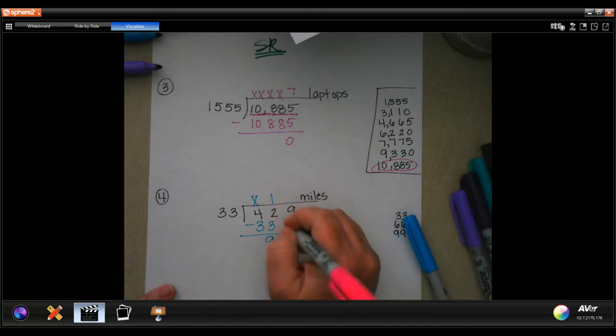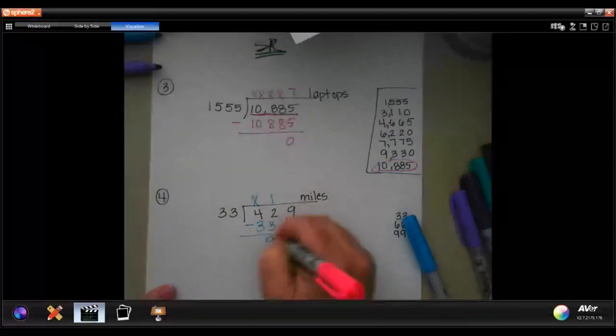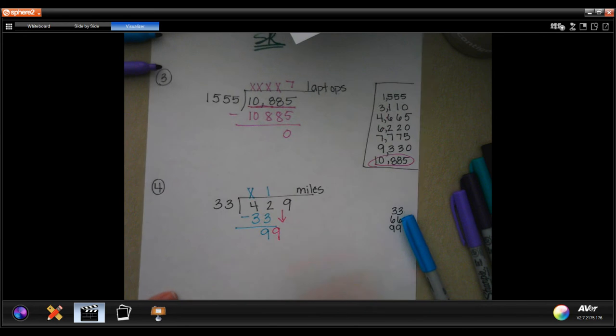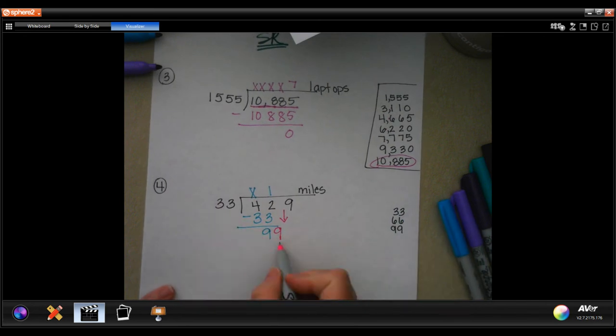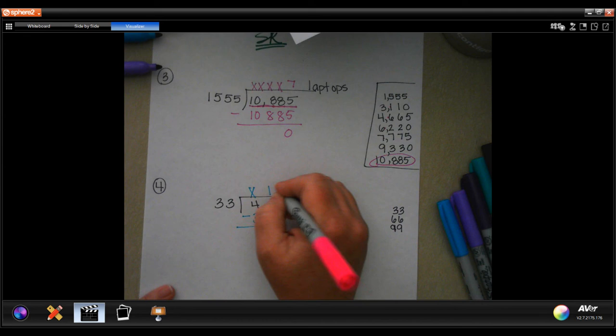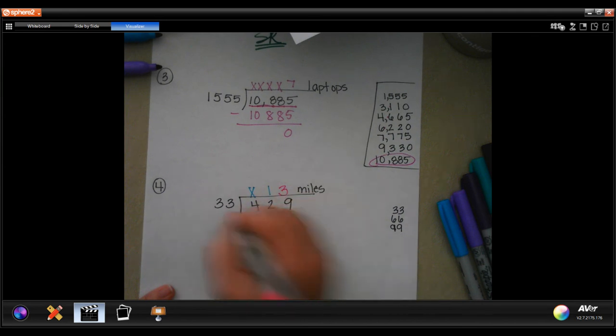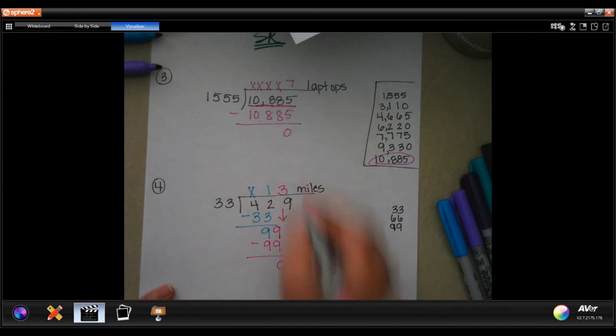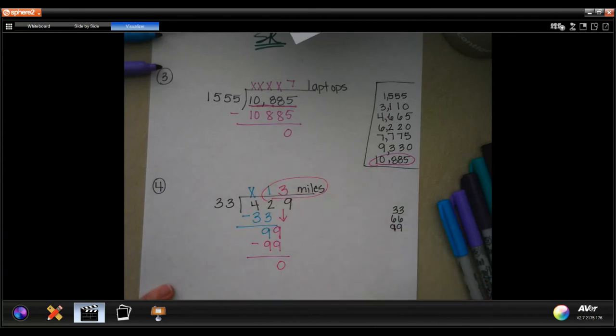I'm going to grab a different color so you guys can see my work. Okay? Now, 33 goes into 99 1, 2, 3 times. So our 3 goes up there. 3 times 33 is 99. Subtract and get 0. So he could go 13 miles on 1 gallon. Okay? Not very good gas mileage. So that depends on what you're driving.